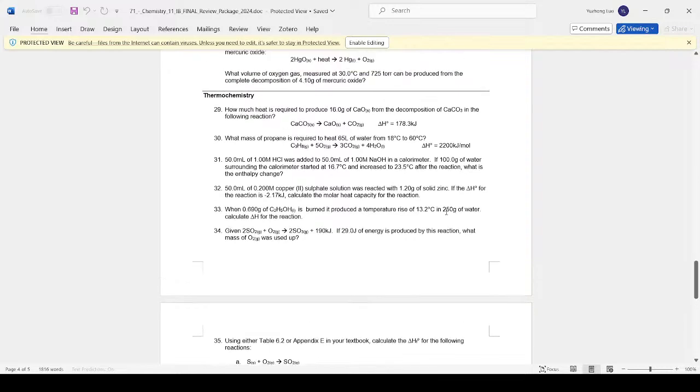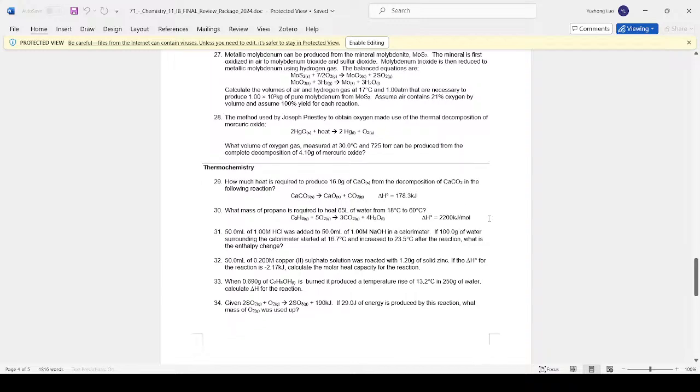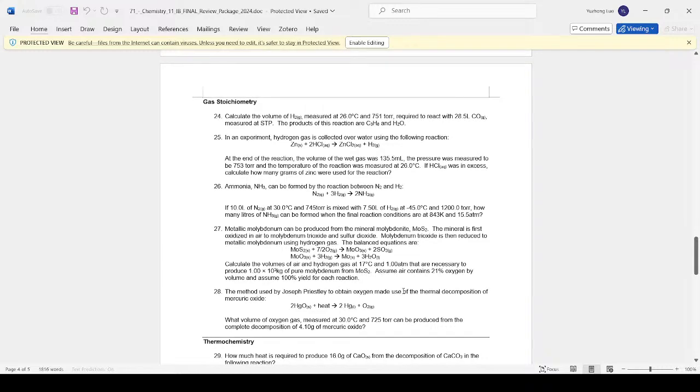Thermochemistry, yeah. Just remember, like, bond breaking is negative and bond forming is the positive one. But thermochemistry is literally just math, just solving equations.